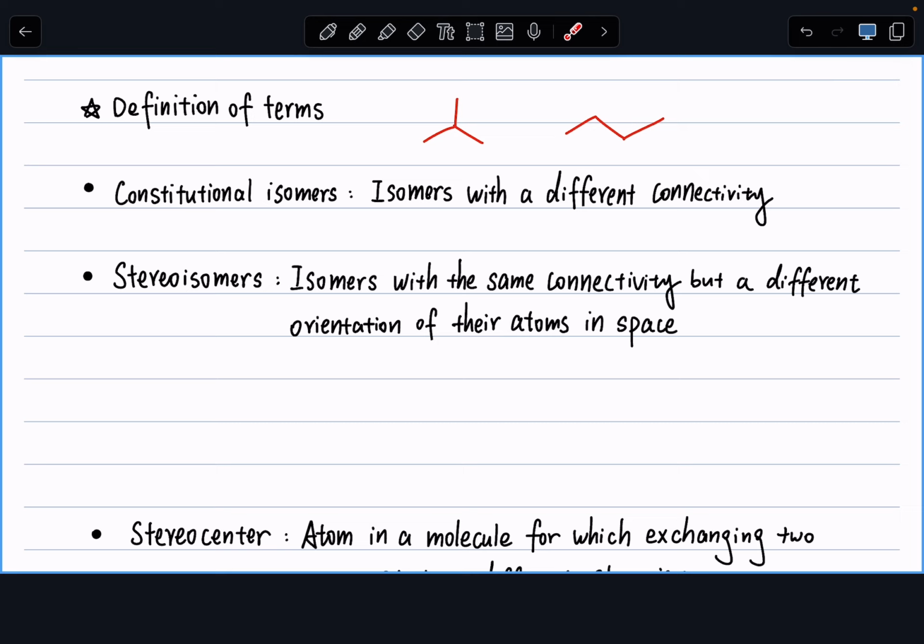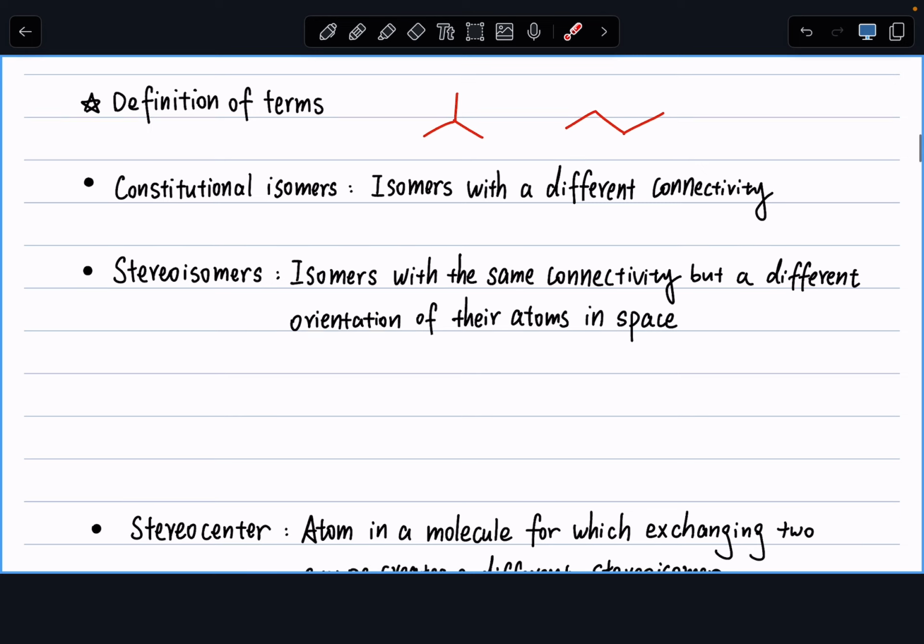And when we're talking about stereoisomers, we're saying these isomers have the same connectivity. So if we look at this pair, one of the carbons is attached to 1 hydrogen, 1 red one, and 1 blue one. This one also has one carbon attached to a hydrogen, a red one, and a blue atom, right? The other one being a methyl group. So stereoisomers will have the same connectivity, but different orientation in space.